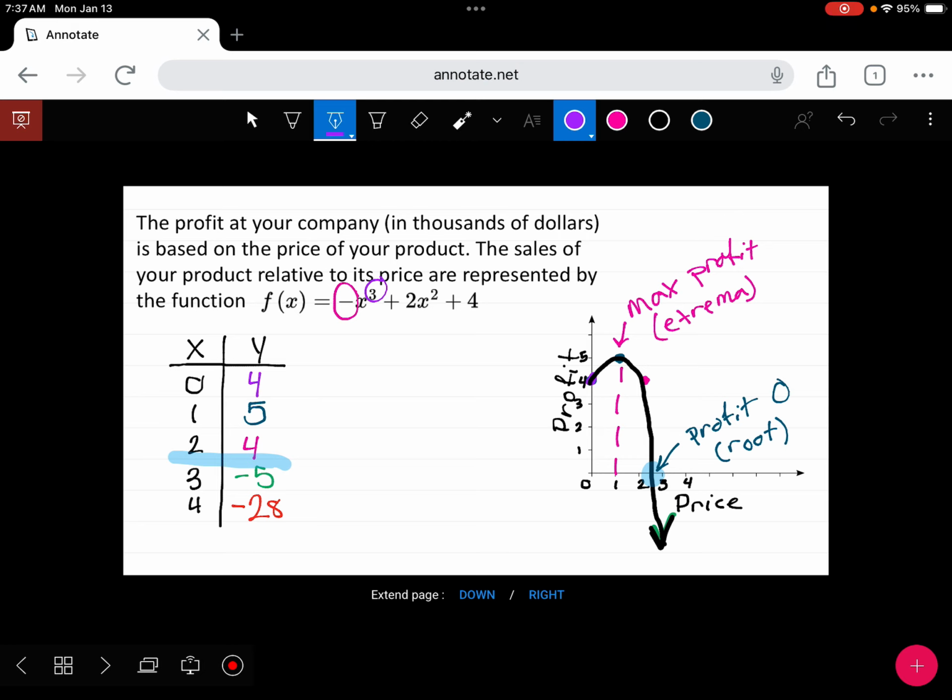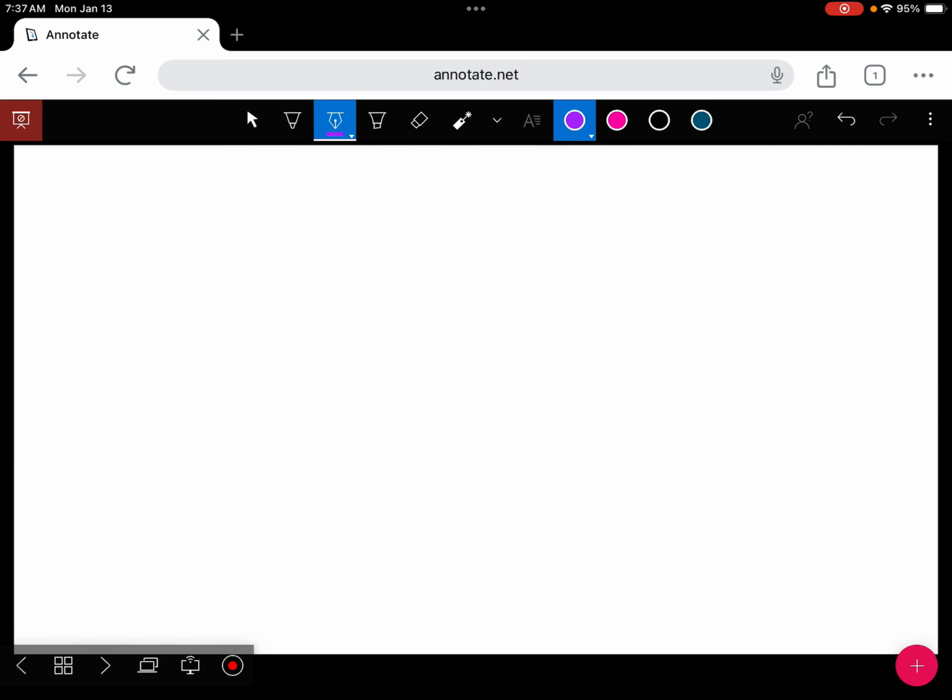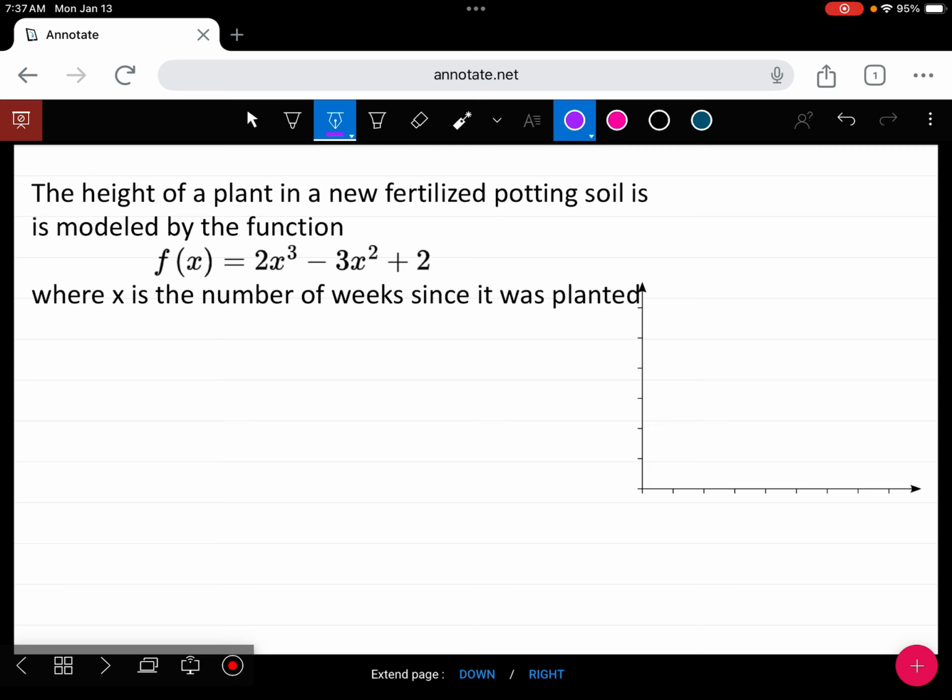So we're going to do the same kind of vibe for another problem, and then we'll have time to work on the homework. All right. So now we're going to do a different one. We're going to do the height of a plant in some new special sciencey fertilized growth soil. Gets this equation. And x is the number of weeks since it's been planted.